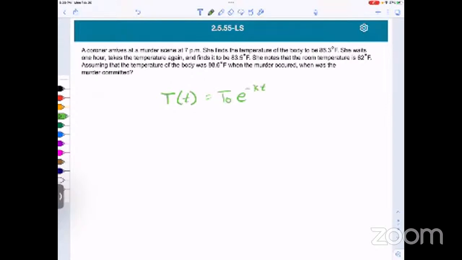Now we got some information here. They arrive at 7. The temperature of the body is, so when she first arrives, right, the temperature is 86.3, let me see the time. So when she first arrived, the time is what, 0? So it's been 0, wait a minute, no. Okay, we can let 7 p.m. be, it's been 0 hours, all right? Let me think about it.